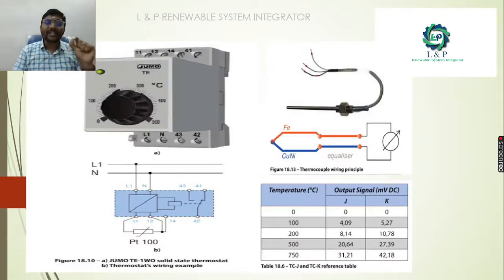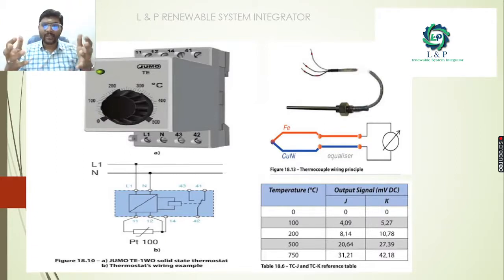This is how a solid state thermostat looks like, and this is a thermostat wiring example. In this one, we have thermocouples with a J junction as well as a K junction. Mostly the metals that we are using for thermocouples are ferrous, that is iron, and copper nickel. So we are using these two metals for creating thermocouples.